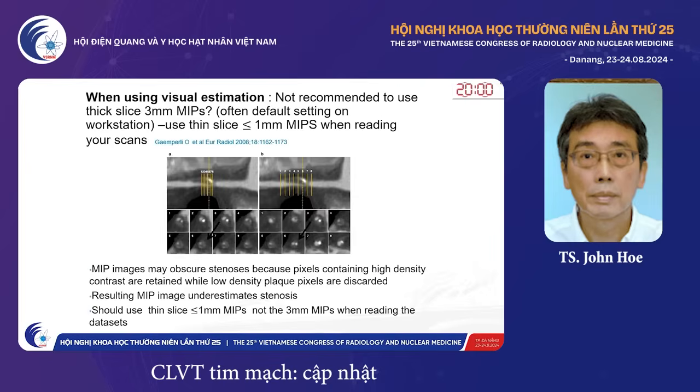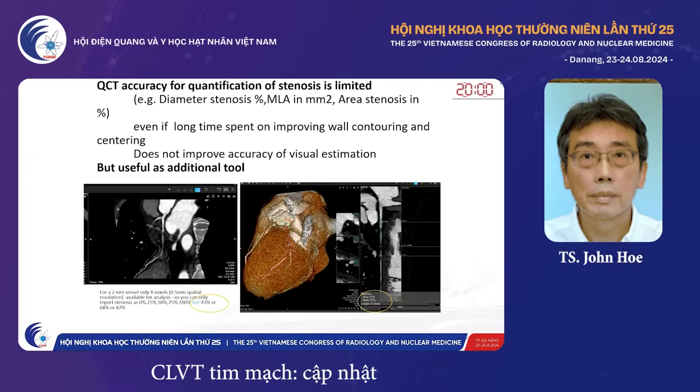When using visual estimation, it is not recommended to use thick slice 3 mm MIPs, which is often the default setting on your workstation. You should use thin slice less than 1 mm MIPs when reading your scans. The reason for this is that MIP images, MIP means maximum intensity projection, may obscure stenoses because the pixels containing high density contrast are retained while low density plaque pixels are discarded, and the resulting MIP image may underestimate stenosis.